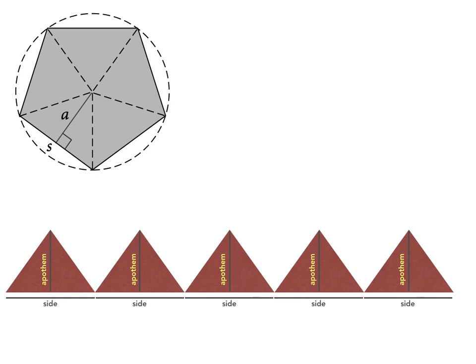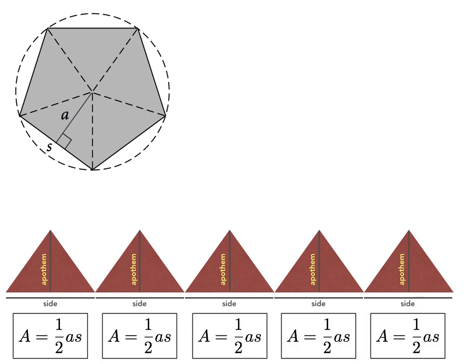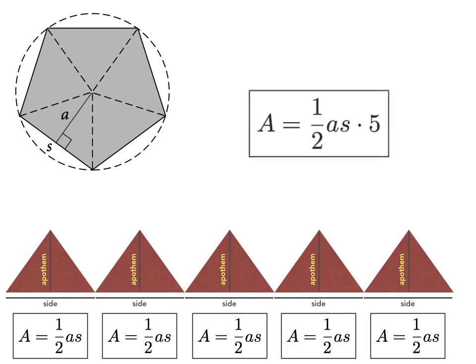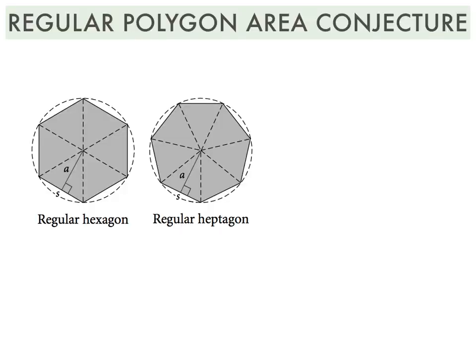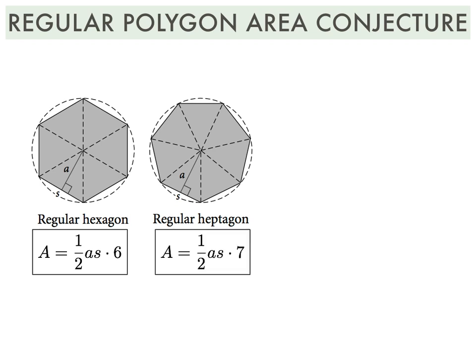Remember, the area of a triangle is 1/2 base times height. In other words, 1/2 times apothem times side length. And there are 5 of them, so the area of the regular polygon is 1/2 times apothem times side times number of sides. In this case, it's a 5-sided polygon, a pentagon. If we were to figure out a regular hexagon, it would be 1/2 times apothem times side length times 6. For a regular heptagon, it would be 1/2 times apothem times side length times 7.